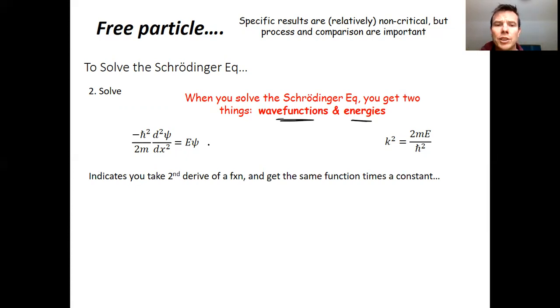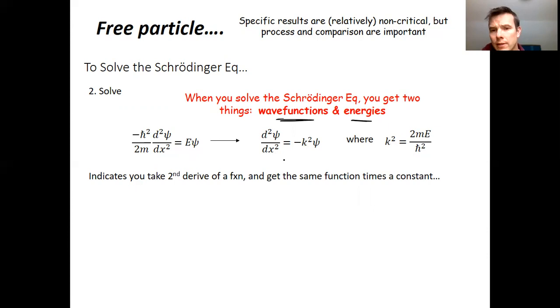I write this equation in a slightly different form. So I take the Schrodinger equation and I write it in this form. Second derivative equals negative k squared psi, where k is defined as follows. So I just moved all of my constants around. And the reason you write it in this way is because it helps us understand how we might solve this problem.